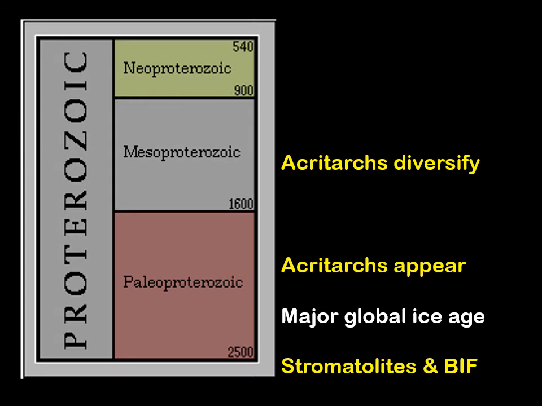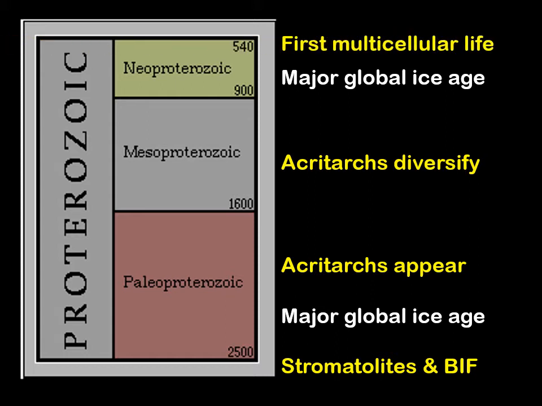They diversify throughout the Mesoproterozoic, and then at the beginning of the Neoproterozoic, we have another major global ice age. And we come out of that one with the evidence of the first multicellular life, or at least abundant enough to be producing a fossil record.